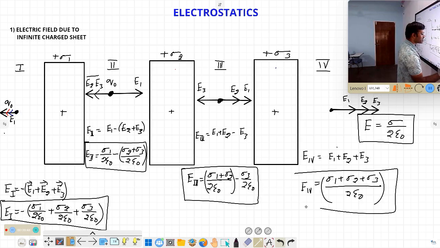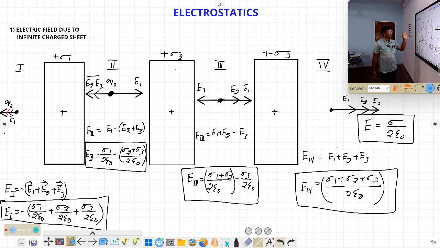Like this we must use. Suppose the charge density is negative, you have to use the negative. If the charge density is positive, you have to use the positive. If the electric field is towards the left side, you have to use negative. If the electric field is towards the right side, you have to use positive. If you use this sign convention, for two combination of charge sheets, three combination of charge sheets, the electric field between the charge sheets, some competitive exam questions will be asked, and distribution of the charge will be asked.